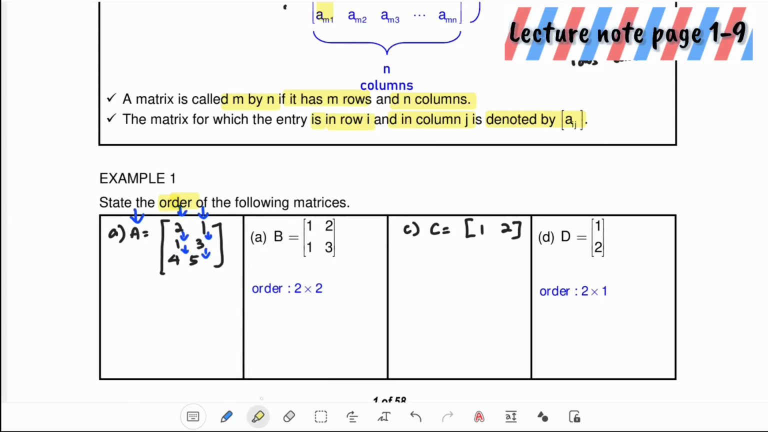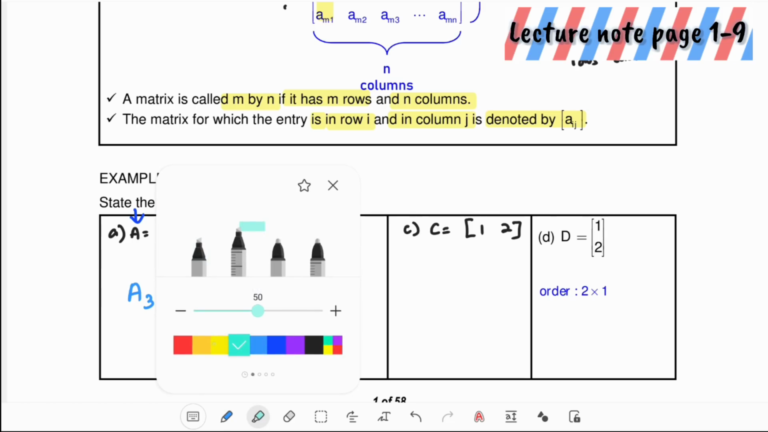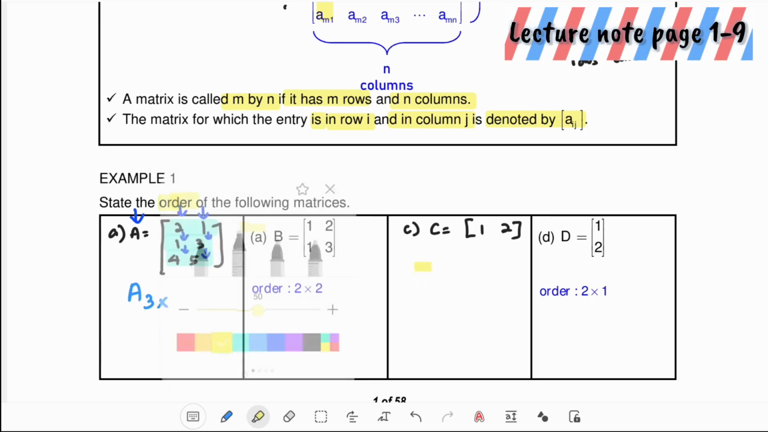Basically this is the number of rows: the first row, second, and third row. So we have 3 rows. Then the number of columns is identified vertically, so in vertical form it is 2, 1, 4 and 1, 3, 5. It means that the order of the first matrix, matrix A, is 3 by 2.